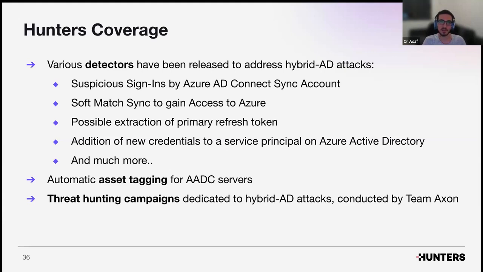We've also added asset tagging to the AD Connect server. As previously mentioned, it's a very critical server in the infrastructure. It's quite similar to domain controllers, and you don't want anyone to access it. So we have tagging for that, and we manipulate our scores accordingly. And also something that was performed by Team Axon is a broad threat hunting campaign related to the Azure content, and some of these detectors, the logic behind them, was run on all of our customers, and whenever it was needed, the customers were notified. So also something that was very interesting to work on.